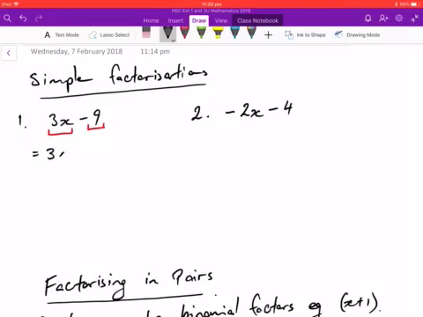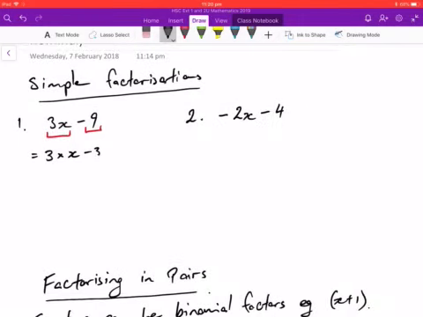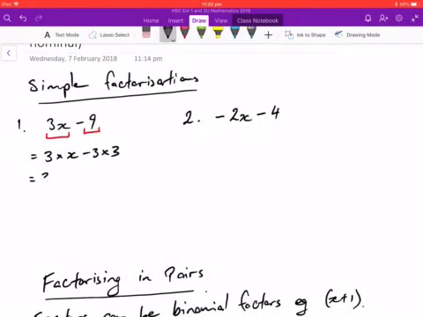If you really wanted to be pedantic, we could write it like this. 3 times 3. Now the common 3 comes out the front, and inside the bracket we have x minus 3. It's the opposite of the distributive property.